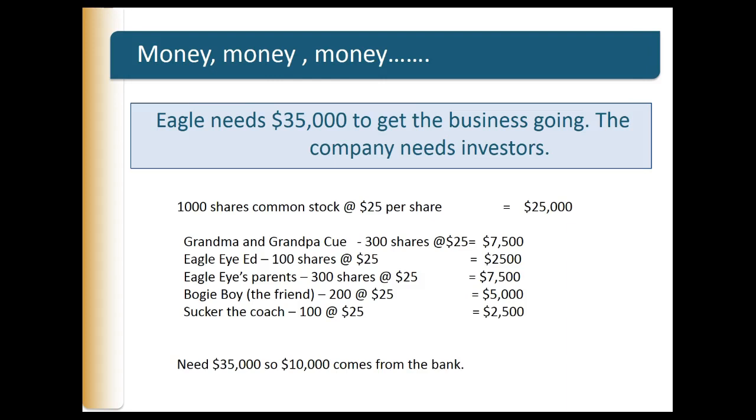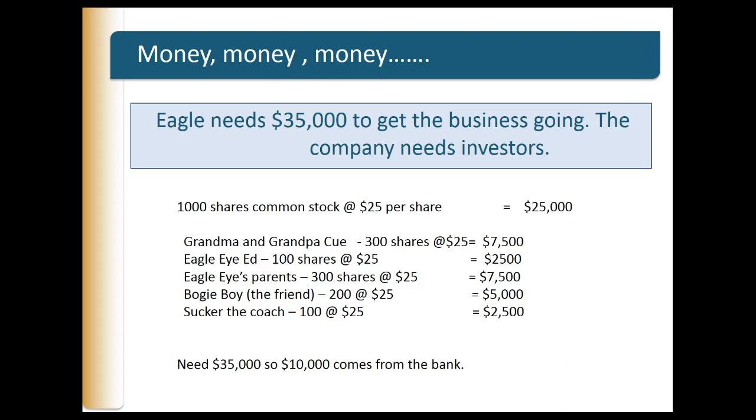So Eagle Eye's parents are going to invest, same as the grandparents, can't be outdone, $7,500 or 300 shares at $25. Then Ed's friend, Mr. Bogey Boy, doesn't do as well as Mr. Eagle Eye, decides he's going to invest 200 shares at $25, which would be $5,000. Then his old high school coach just can't say no. He's going to put in the last remaining $2,500.